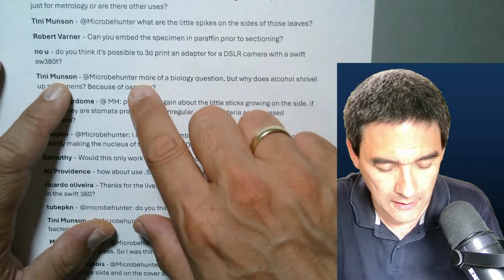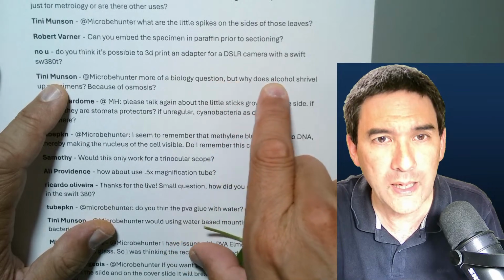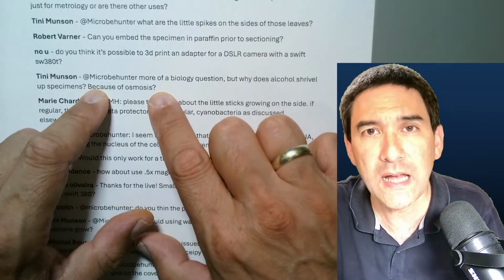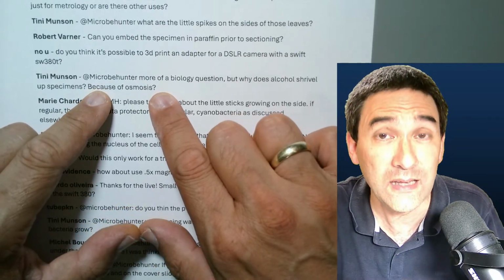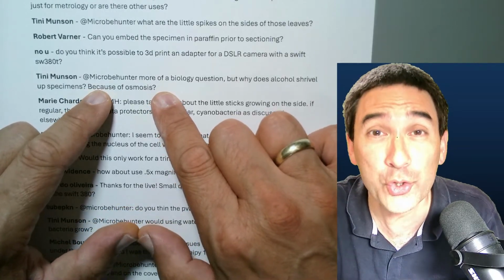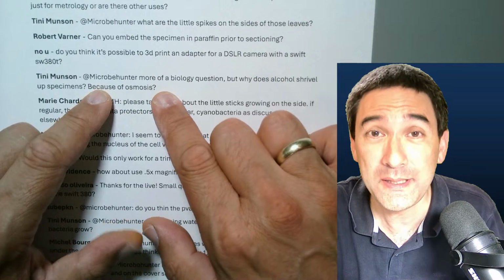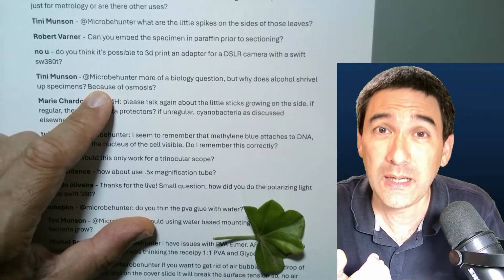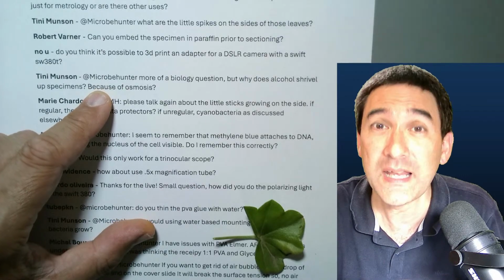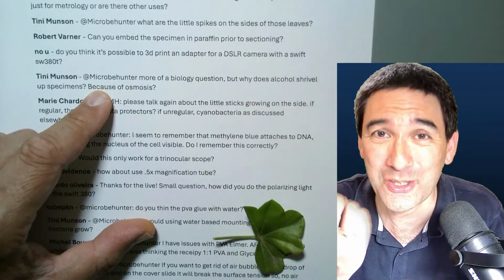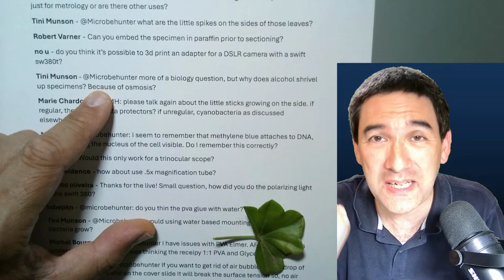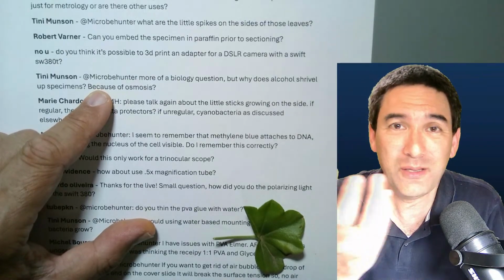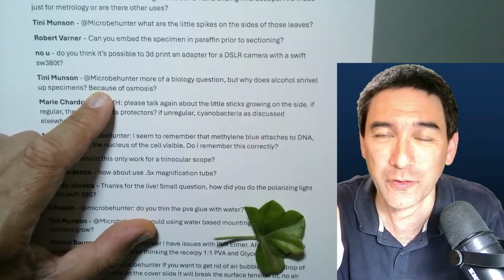More of a biology question, but why does the alcohol shrivel up the specimens, because of osmosis? Yes, alcohol, at least ethyl alcohol, is very water soluble. So basically what will happen is that the water from inside the cells will go into the alcohol, right? If this happens too quickly, then of course the cell loses a lot of water. And then if you take it out and the alcohol evaporates, there is no liquid anymore, and the whole thing starts to shrivel up even more.